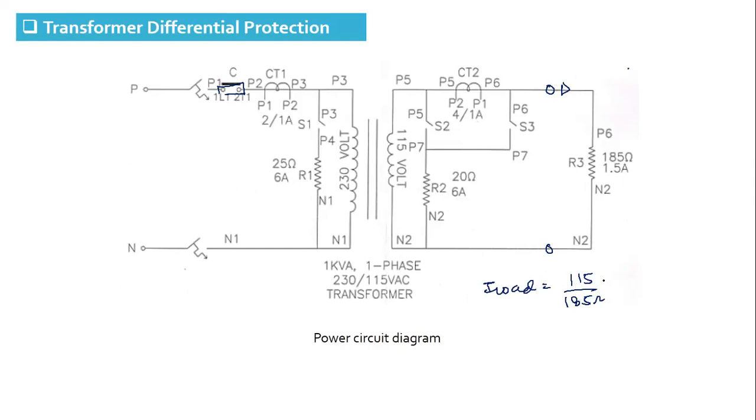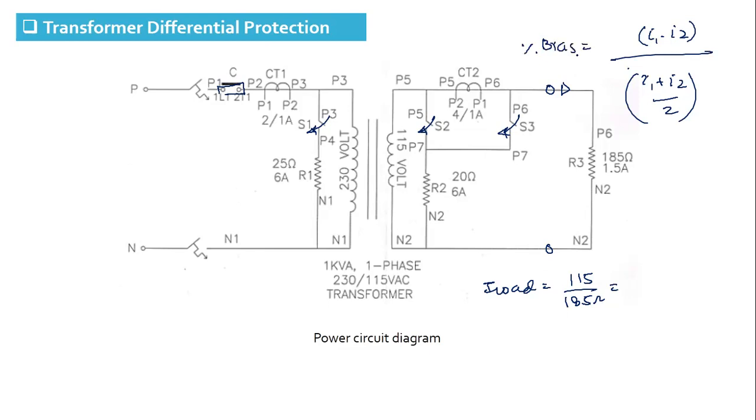Then, in a similar way, we will calculate the fault current for an external fault by closing switch S3, the fault current for an internal fault by closing switch S2, and the fault current for an internal fault on the primary side. In each case, we will find out what will be I1 minus I2, the differential current, and I1 plus I2 by 2, the average restraint current. Each time we will find the percentage bias for the internal fault as well as for the external fault.